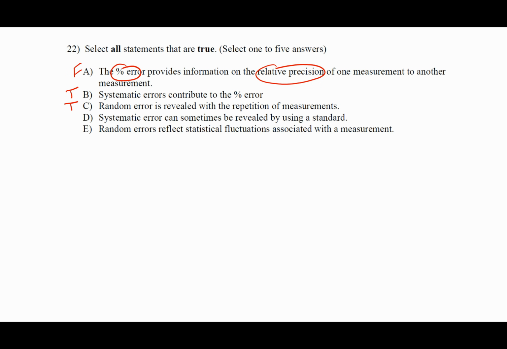The systematic error can sometimes be revealed by using a standard. Yeah, right. If you have a shrunken measuring tape, that'll reveal it. So yes, true. Once again, random errors reflect statistical fluctuations associated with measurement. Yes, true. So those 4 are true.